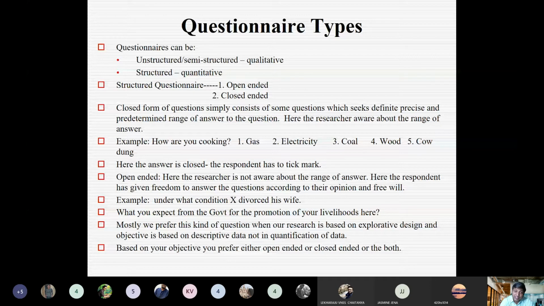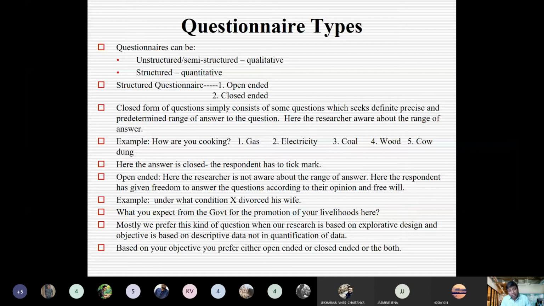Means the researcher is giving an opportunity to the respondent to clarify what exactly he or she feels. Here, complete freedom has been given by the researcher to the respondents to answer the questions according to their opinion and free will. Get my point? So here I am not compelling the respondents as a researcher about what their answer will be. They are completely free to give their answer here.